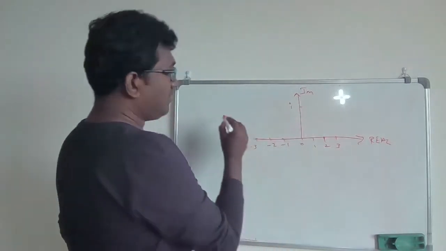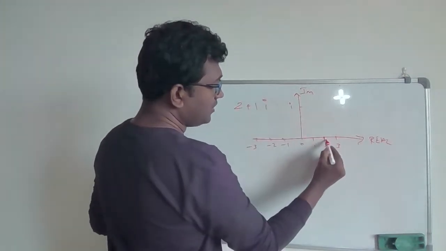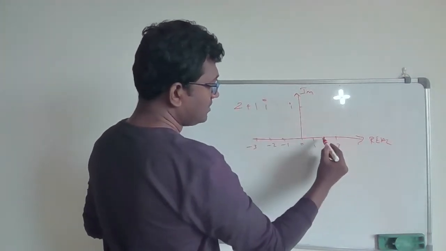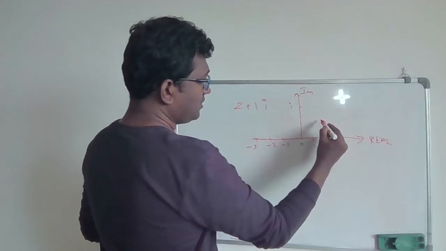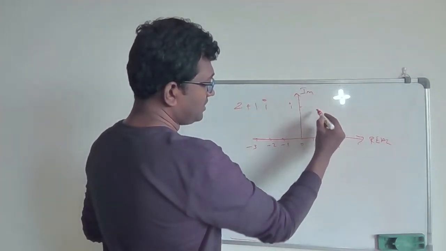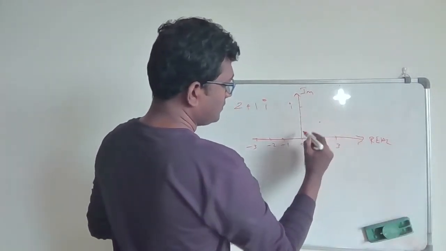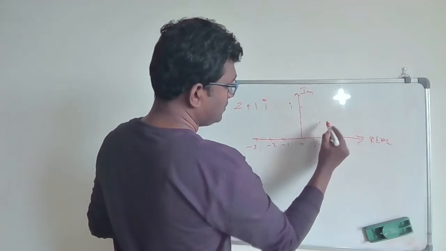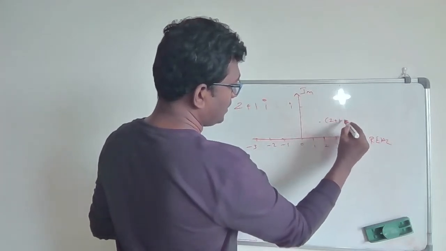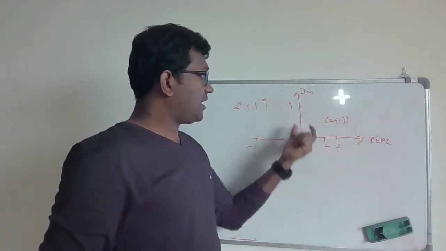Okay, and if I have a number like 2 plus 1i, I need to go 2 units in the x-axis, that's the real axis, and 1 unit in the y-axis, and specify it. This is 2 plus 1i. So this is what the complex number is with the real and imaginary numbers.